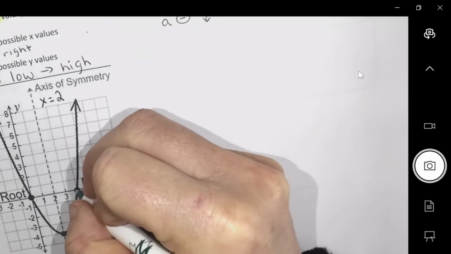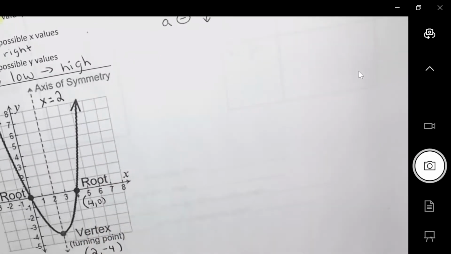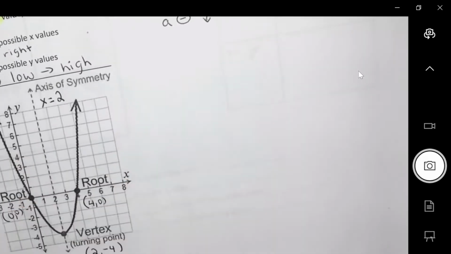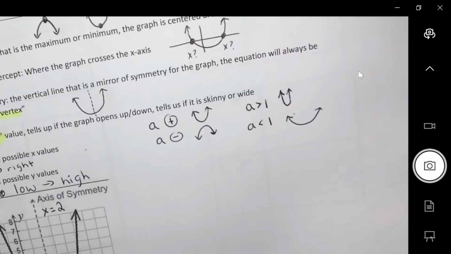And the roots are on this. So this one is 4 comma 0. That's the coordinate of that root. And this one is at 0 comma 0. Okay, so those are some things we're going to be looking for when we're graphing this. So that's the general stuff.